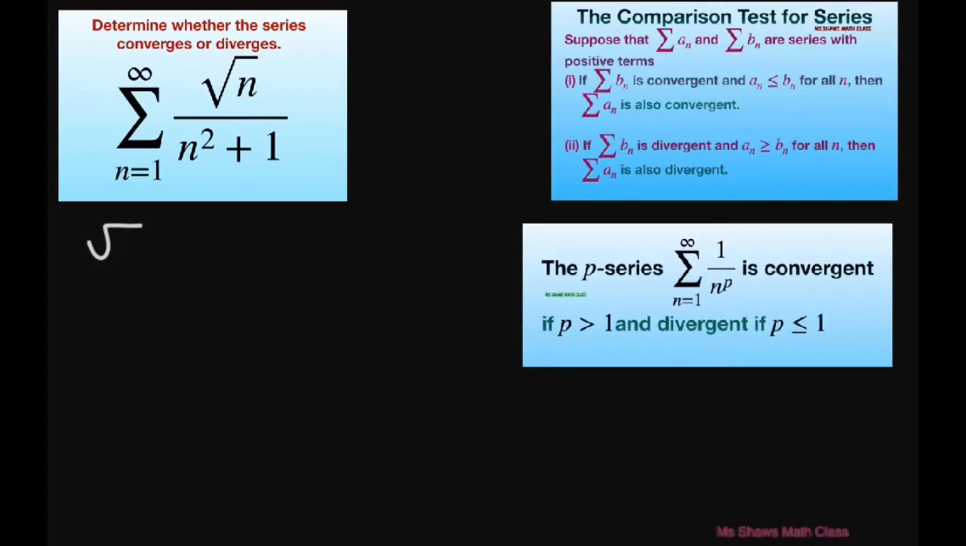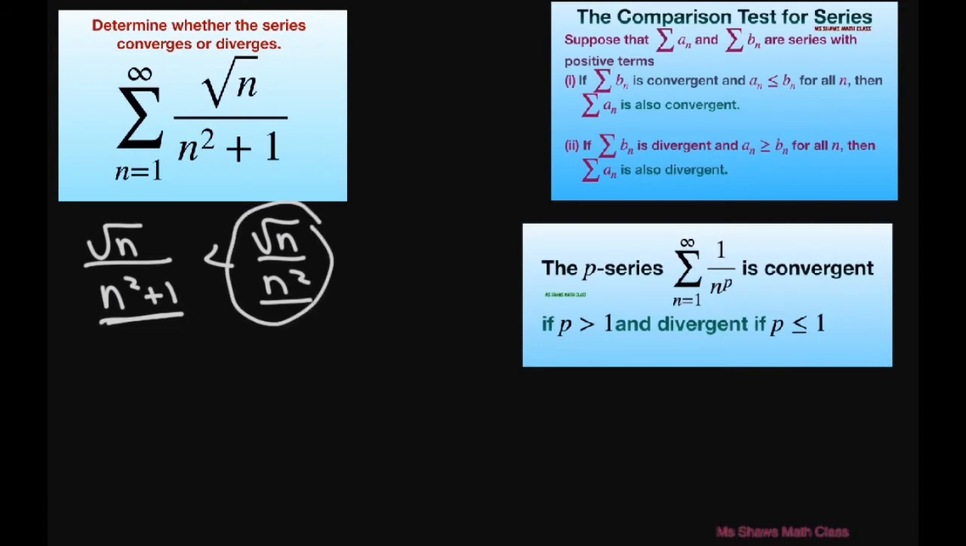So we're going to compare square root of n divided by n squared plus 1, and note that it's less than square root of n divided by n squared, because our denominator is larger than this one, and our numerators are the same. Now this can be reduced to n to the 1/2 times n to the negative 2 power, which is n to the 1/2 minus 2. So this is going to be n to the negative 3/2 power. So we just write this as 1 divided by n to the 3/2.